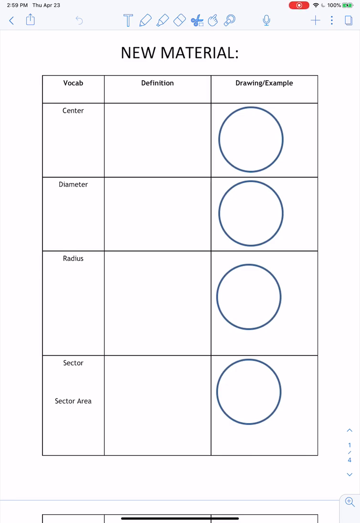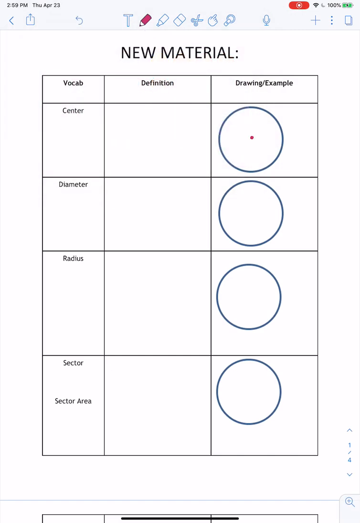Hello, geometry students. So we're starting a new unit all about circles. And so I'm going to first talk to you about some circle vocabulary. So you're going to want to follow along with me and write down some notes because we'll refer back to these vocabulary terms later. So first we have the word center.